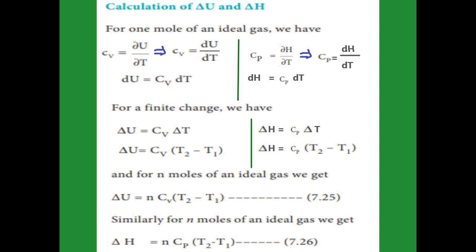Delta H is equal to Cp delta T. Then delta T means T2 minus T1. For n moles of gas, we get the equation delta U is equal to n into Cv into T2 minus T1. The same way for delta H, also multiply by n moles. So we get delta H is equal to n into Cp into T2 minus T1.